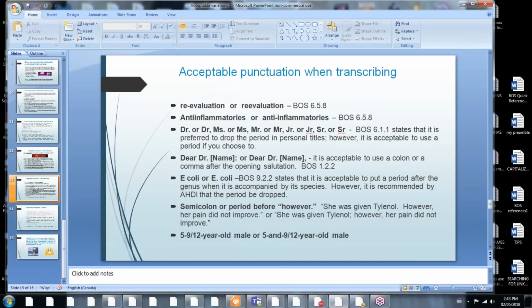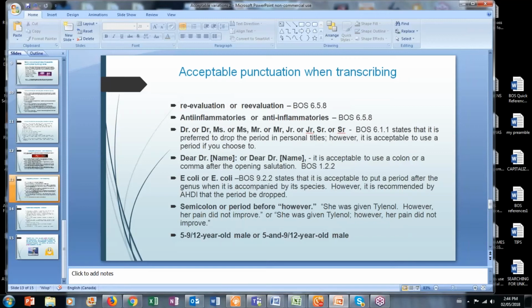So for doctor, Mrs., Mr., junior, senior, again, Book of Style 6.1.1 states that it is acceptable to drop the period, and it's actually preferred to drop the period when you're talking about personal titles. However, if you choose not to, that is perfectly fine. So you can put doctor period or doctor with no period. Both of them are acceptable, same as Mr., Miss, the whole bit. Okay, I'm glad, Suki, that helps you.